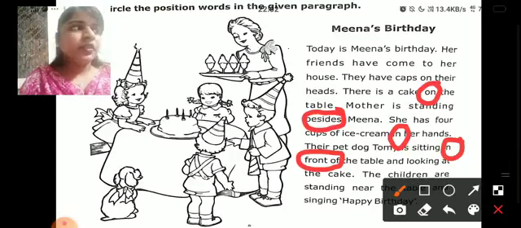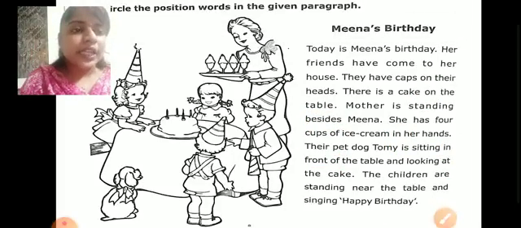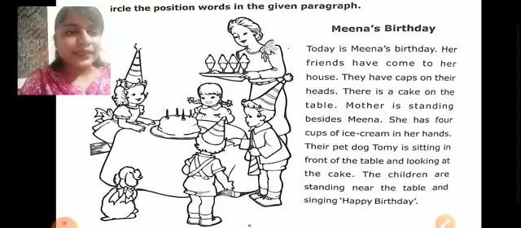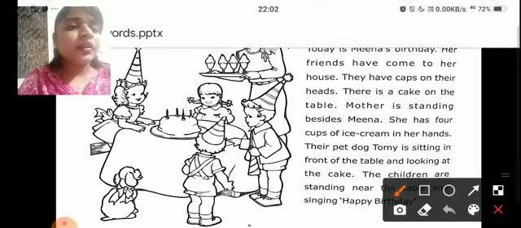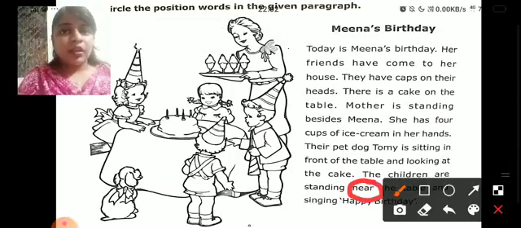Okay, children? So, here, now let us read the next sentence. The children are standing near the table and singing happy birthday. So here, what do you need to circle? Tell me, children, what is our position word? Near. So circle the word near. Okay, children? All have understood, children?